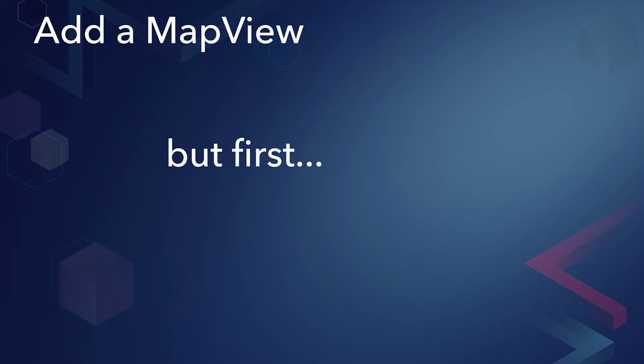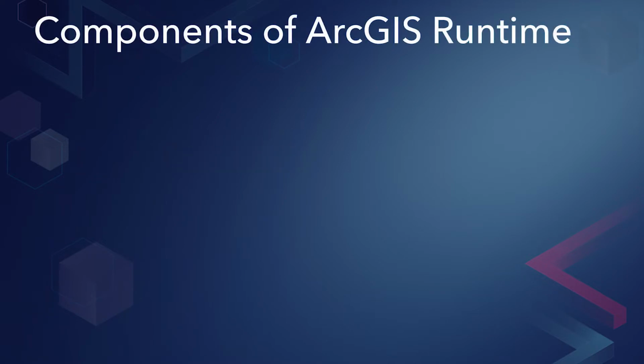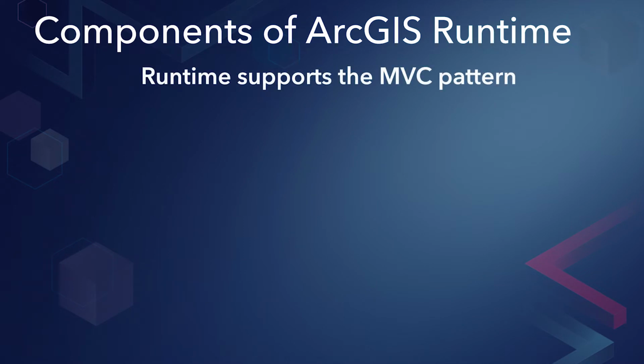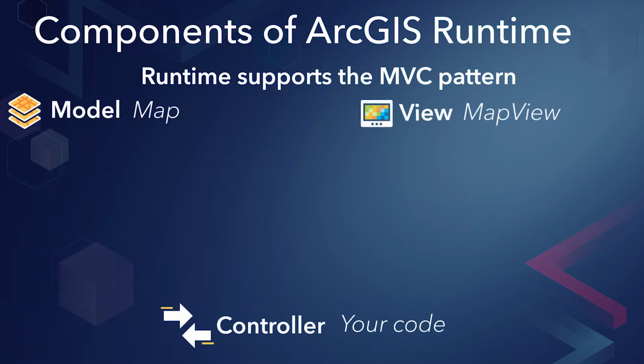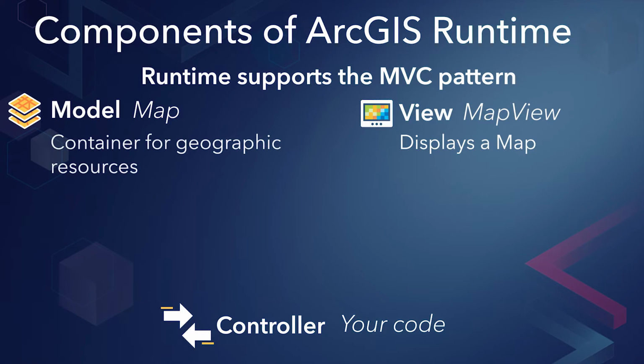Before I go any further, I want to discuss the components of ArcGIS Runtime and how they work together in your apps. If you're familiar with the Model View Controller or Model View ViewModel patterns, you can think of map views as the views and maps as the models. In other words, the map view is responsible for displaying information, while a map contains the information to be displayed. Maps can be saved to ArcGIS Online and Enterprise, shared between apps and devices, and opened with ArcGIS Pro.